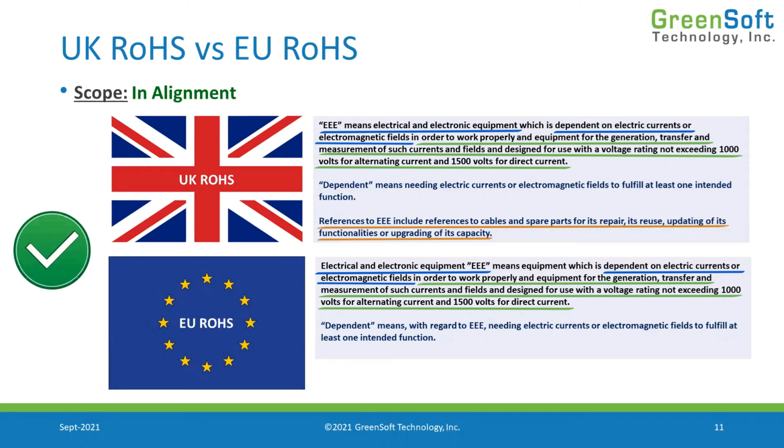They're exactly the same. So what that means, if your product is out of scope for EU RoHS today, it's also out of scope for UK RoHS. And if you are in scope for EU RoHS, then the product is also in scope for UK RoHS. So we don't need to do any separate scoping for UK.